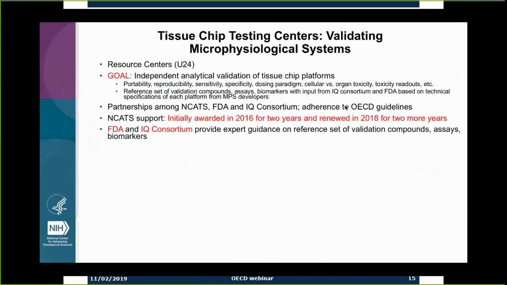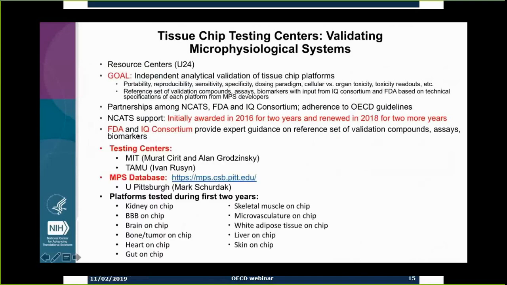Just to give you a sense of what the independent testing centers are doing: as I've said, these are established to create independent sites of validation, and it's informed by the FDA and IQ Consortium. The testing centers currently are housed at Massachusetts Institute of Technology, where Murat Cirit and Alan Grodzinsky are the PIs, and then Texas A&M University, where Ivan Rusyn is the PI.